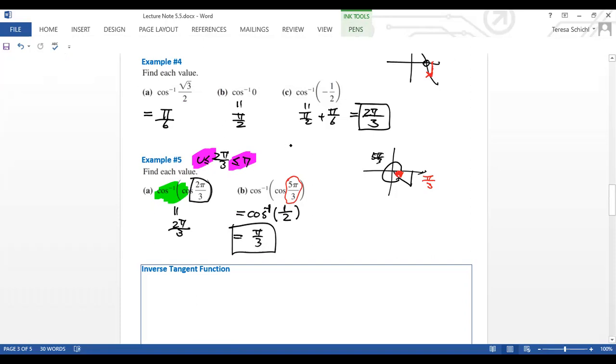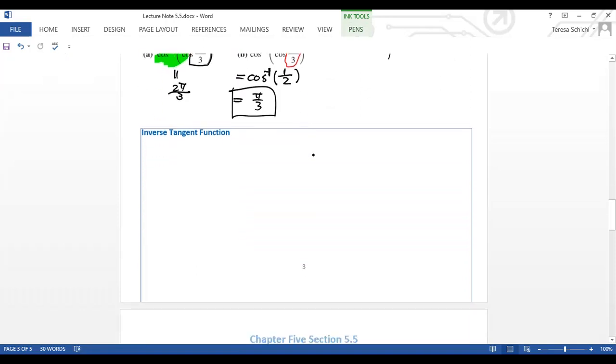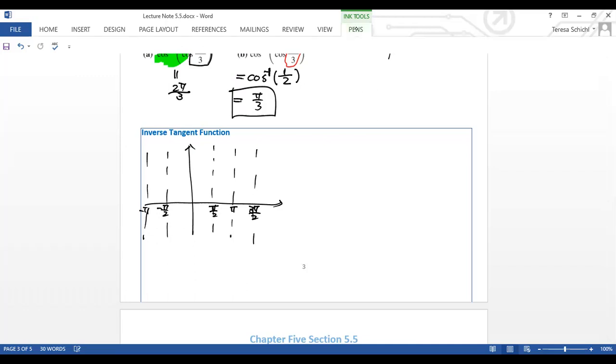Okay, now let's take a look at the inverse tangent, right? The first thing here, just like we did before, let's try to graph the tangent. The tangent is a little bit different here because it has asymptotes. So this is pi over 2, this is pi, this is 3 pi over 2, this is negative pi over 2, negative pi. Let's take a look at my tangent. The tangent goes like this. That is how it repeats, right? If you want to go continuous, you can continue to go like that.